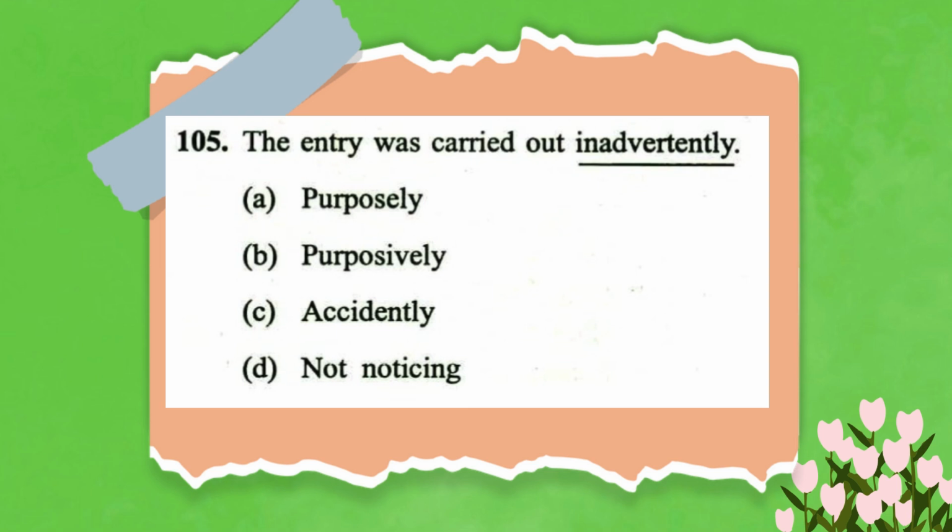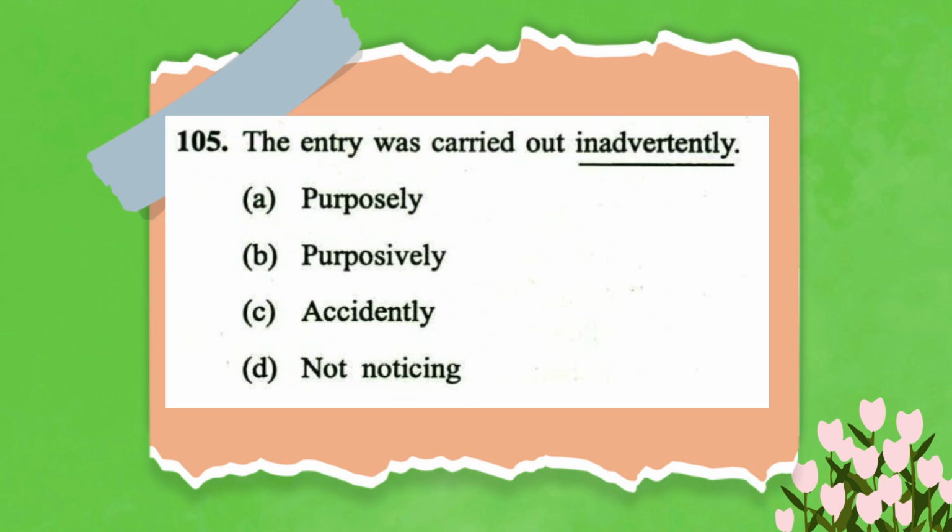Then option D, not noticing. This describes a state of mind, not a direct action. It's close, but it's not a perfect antonym for an action being performed. So now two words, purposely and purposively, are left, and these are the tricky ones too.